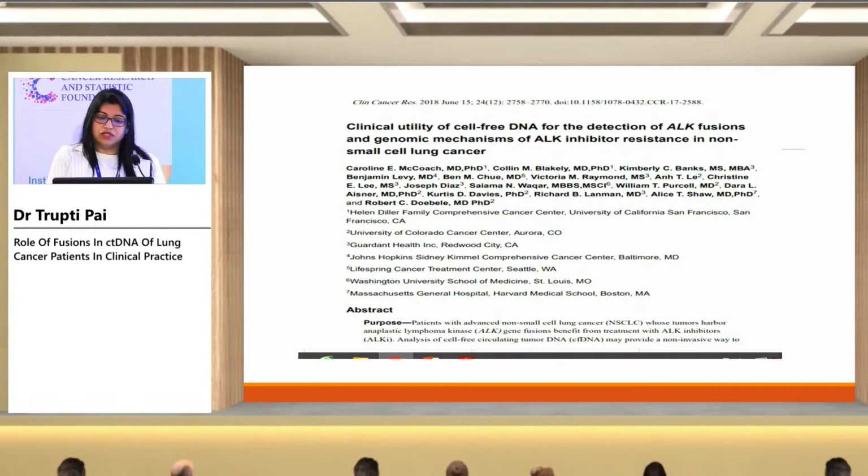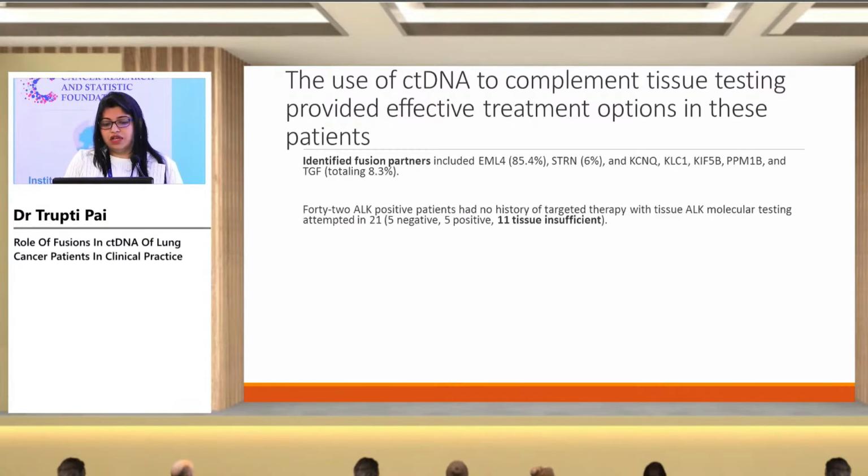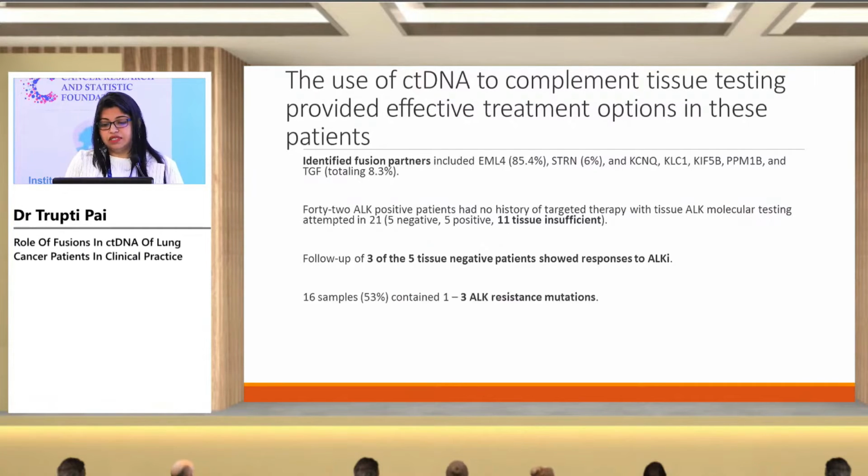The second study was the clinical utility, where they just looked at the ALK gene rearrangements in the cfDNA. It was a study of around 90 cases of ALK gene fusion, and they were able to identify fusion partners. In some cases, the tissue was insufficient, but cfDNA had good results. And follow-up of 3 of these 5 tissue negatives showed response to ALK TKI, which is again important.